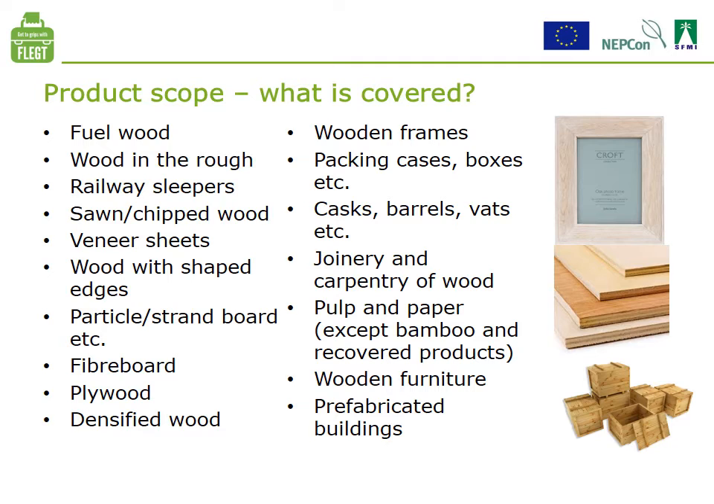A number of what might be referred to as manufactured products are also included, like packing cases and boxes, casks and barrels, wooden furniture, and prefabricated buildings. There are a few exceptions, such as bamboo products and printed publications, for example, newspapers or magazines, and we'll look at these on the next slide.